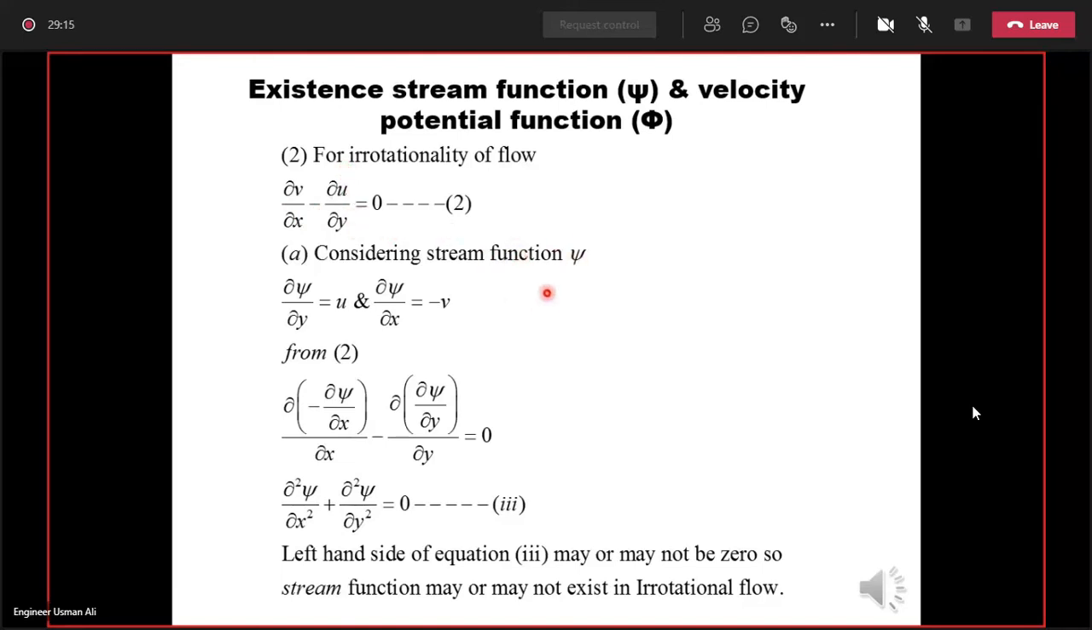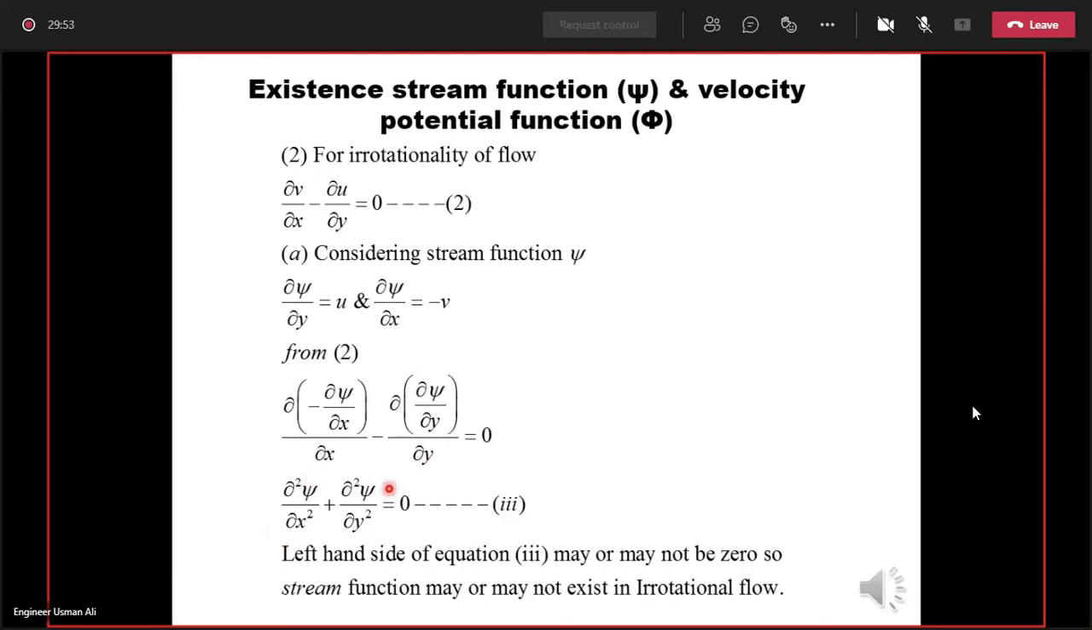Now considering the stream function psi, again this is just a repetition of what we have checked for continuous flow. We know that partial psi over partial y is equal to u, and partial psi over partial x is equal to minus v. So putting the values of v and u over here, v is minus partial psi over partial x and u is partial psi over partial y. Further, you can take minus 1 common, so the equation will become positive, and take it to the other side, it will be 0. Simplifying it, partial square psi over partial x square plus partial square psi over partial y square is equal to 0.